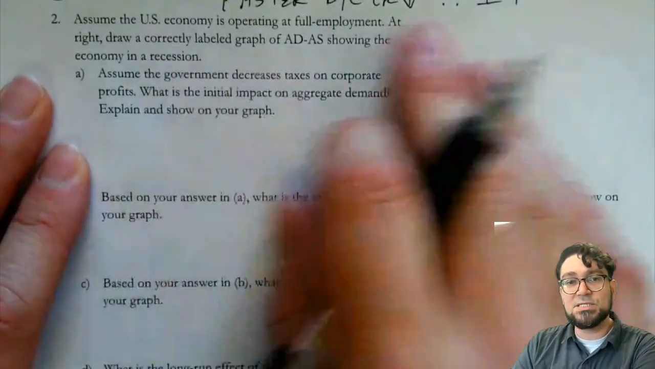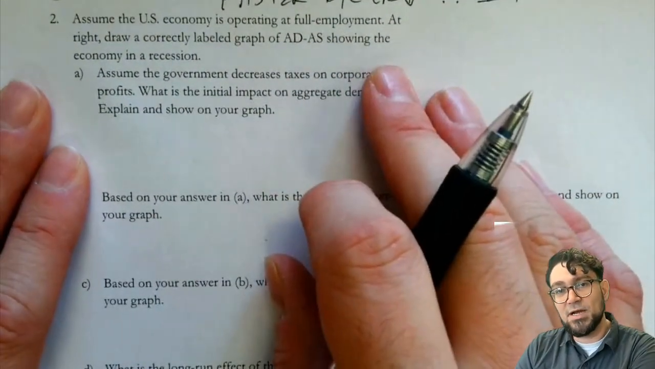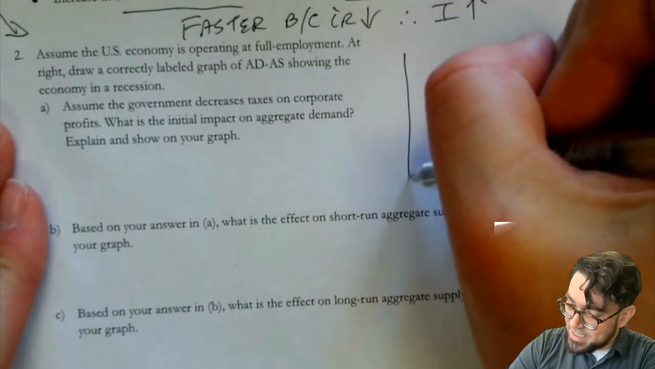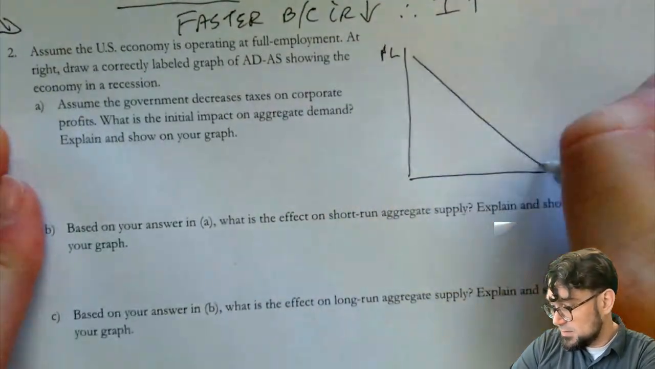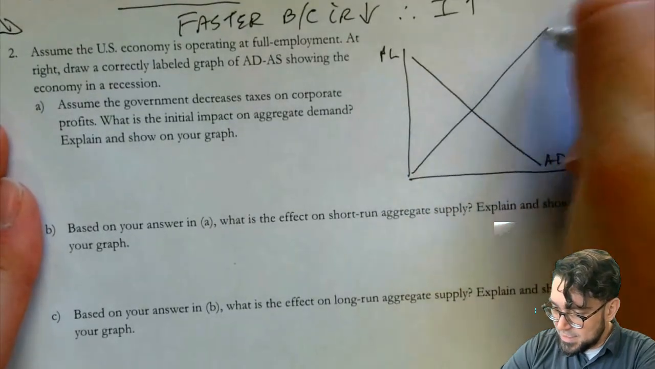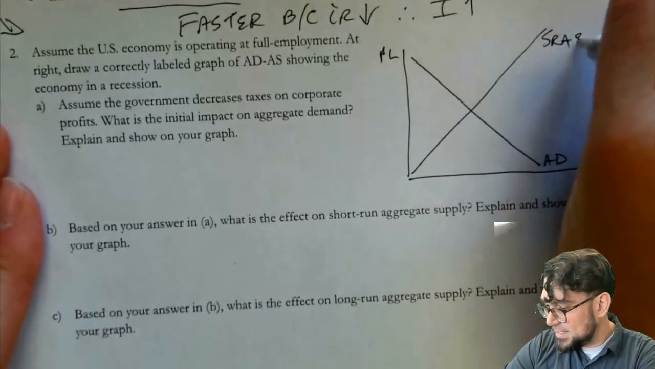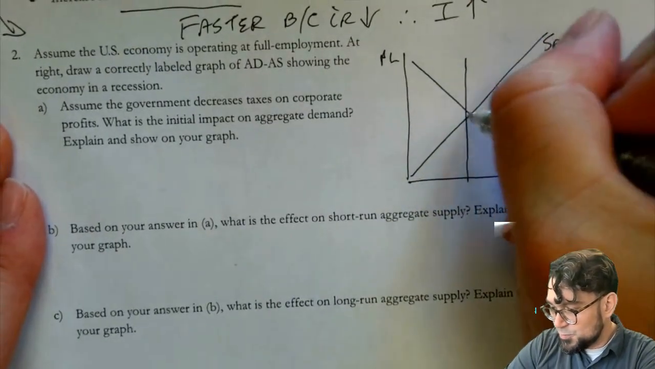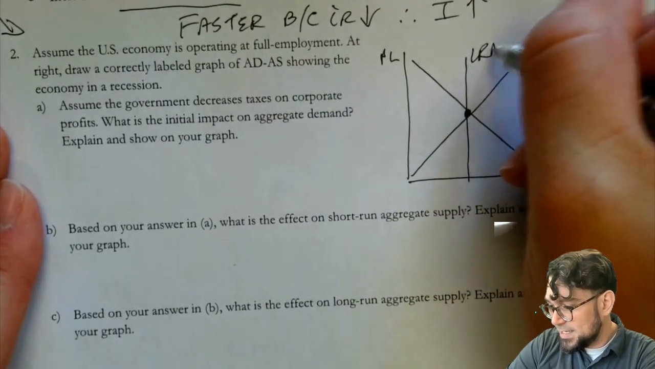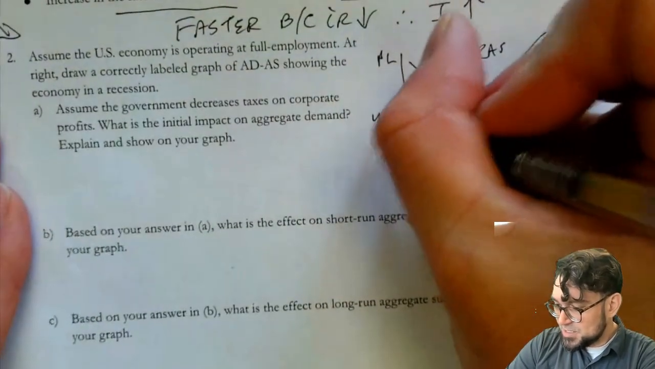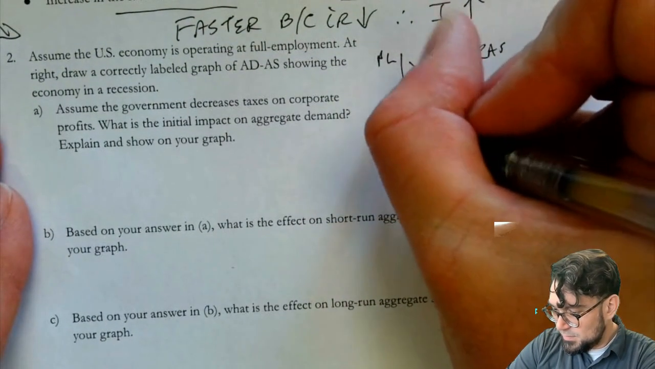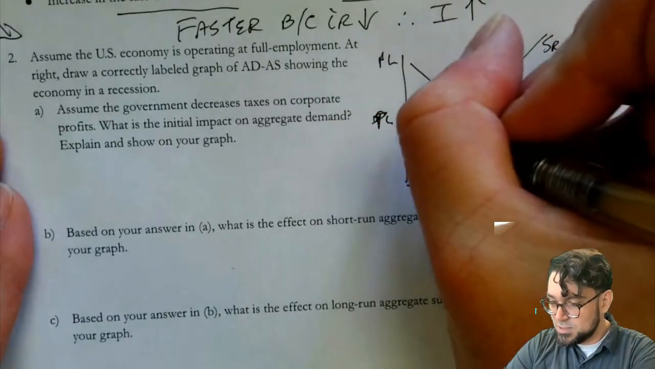Now let's take a look at number 2. This is more of an AP exam style problem. Assume the U.S. economy is operating at full employment. Draw a U.S. ADAS graph. So we've got Y and PL, AD, and SRAS, and we are at full employment. LRAS, and we are at YF, and just good habits here, PL star. Let's do that.